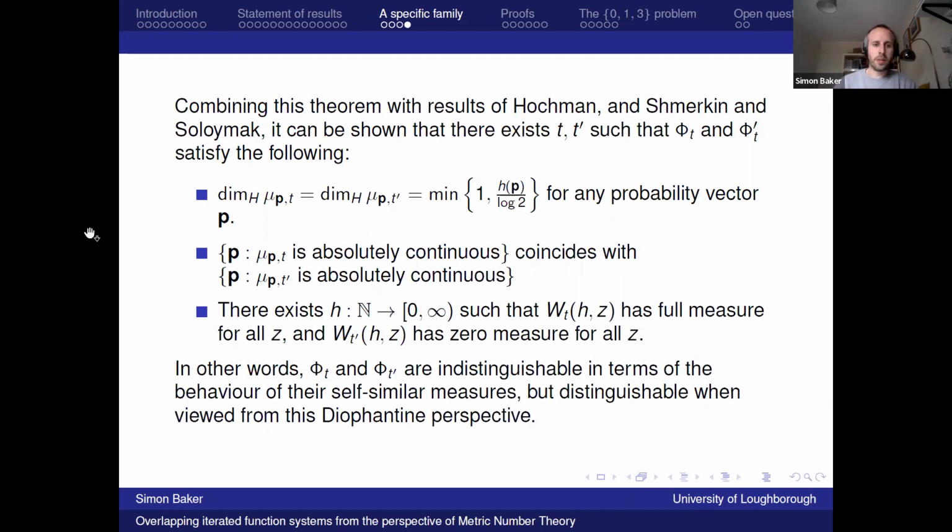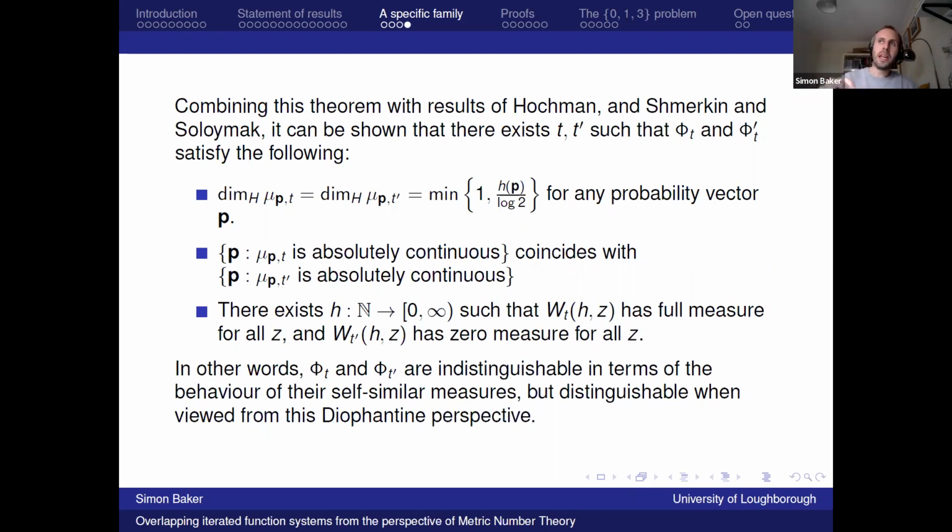Then when you look at the next point, the set of p's for which the measure mu p is absolutely continuous for the iterated function system phi T is going to coincide with the set of p for which mu p is absolutely continuous for the iterated function system phi T prime. So somehow in terms of dimension and absolute continuity, you can't tell them apart.